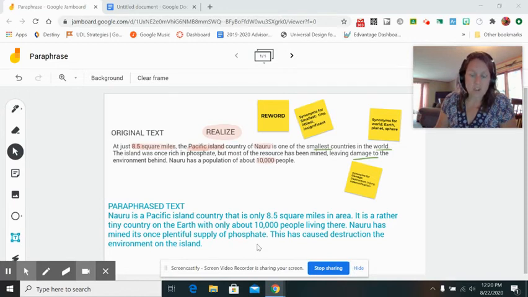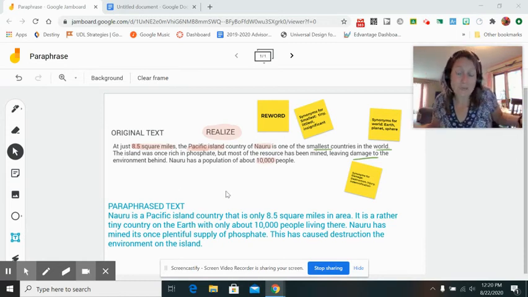Then I went in to talk about some of the other details the author included. Nauru has mined its once beautiful supply of phosphate. This has caused destruction to the environment on the island. I guess I didn't word it perfectly there, so I have to do a little fixing. But as you can see, I went through and did all those steps.